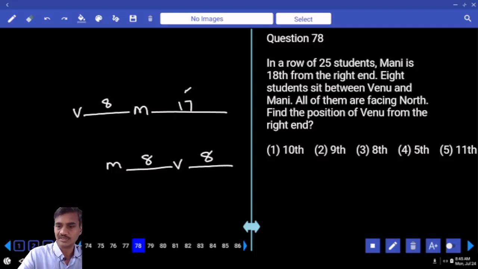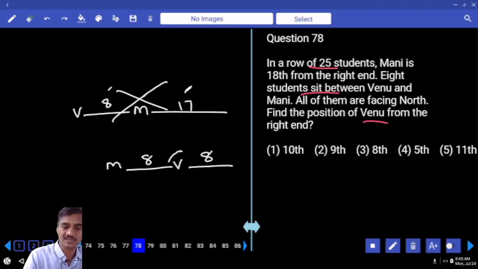Venu and Money, and 8 students between them. Find the position of Venu from the right hand. Now the position of Venu from the right hand side, in a row of clearly given 25 students. Now here 17 plus 1, 18 plus 8. How much? 18 plus 8, 26. That means, can we have Money and Venu to the left hand side or not? This case is ruled out because we are having only 25. Hence, the position of Venu from the right hand is 9th, that is the choice.